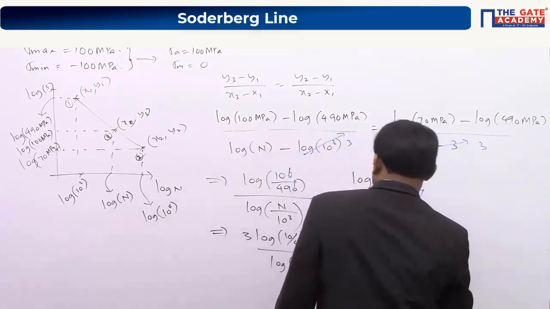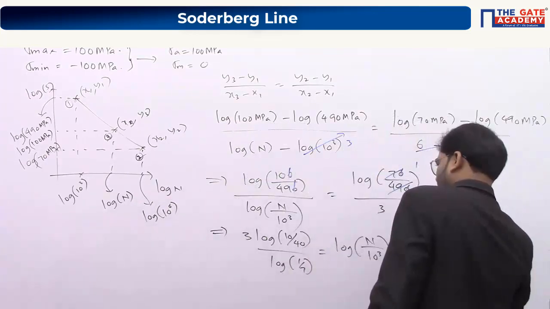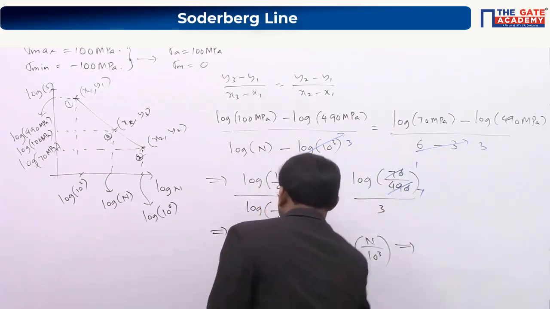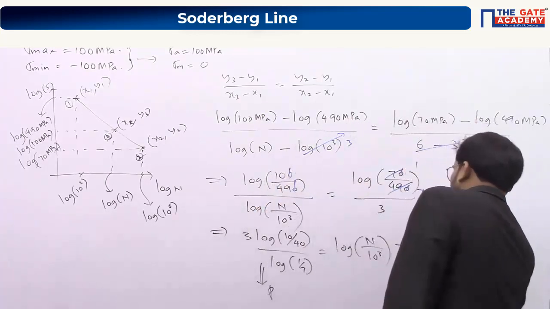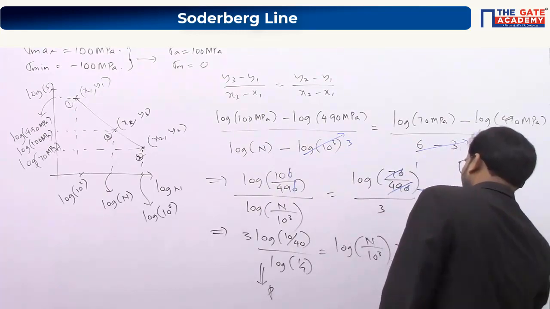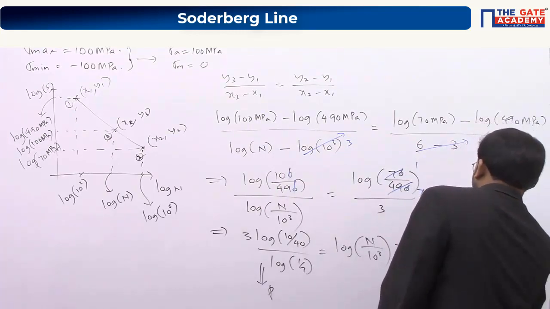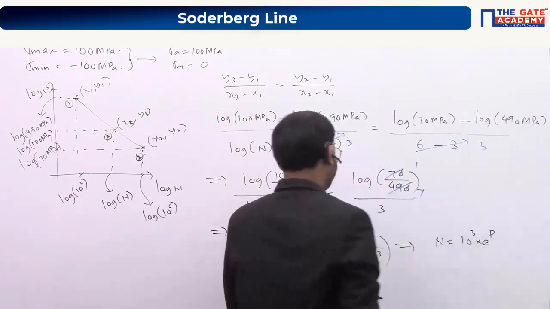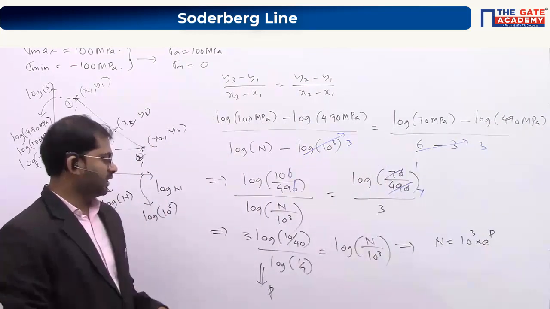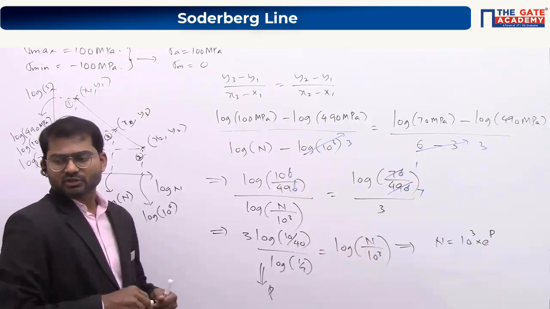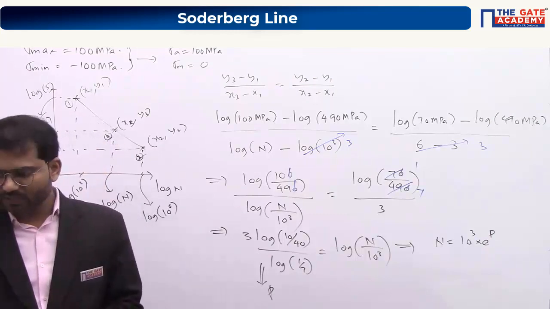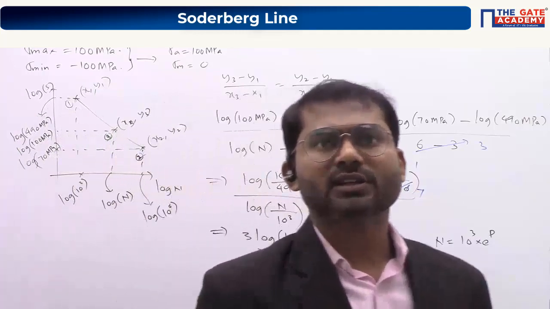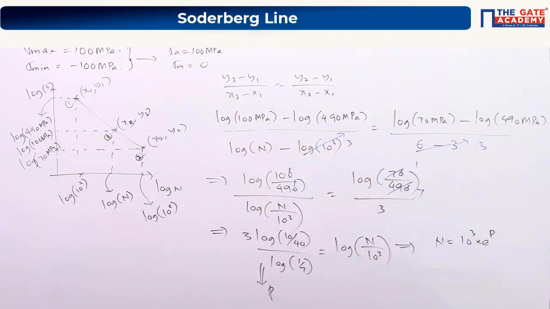This implies n is nothing but, okay, you have to get this value, whatever it is. Let's assume this as p. You will be getting this value here. So n is equal to 10 power of 3 into e power p. You have to get the value of p here. So that comes out to be, n will come out to be 28194 cycles here. Clear?